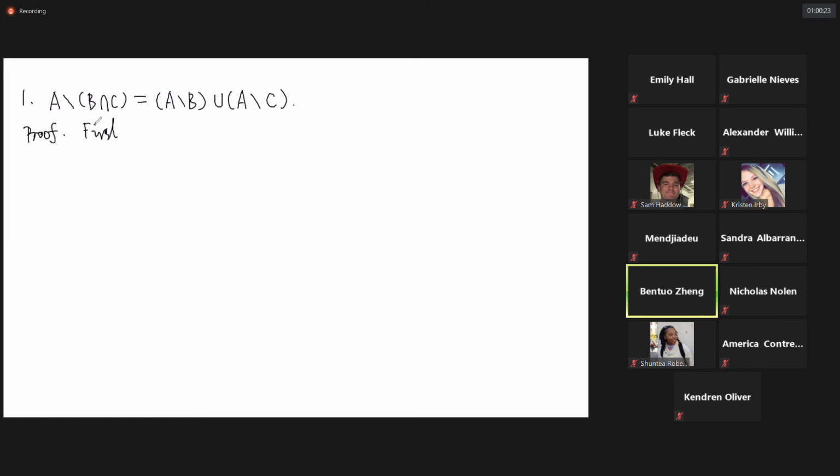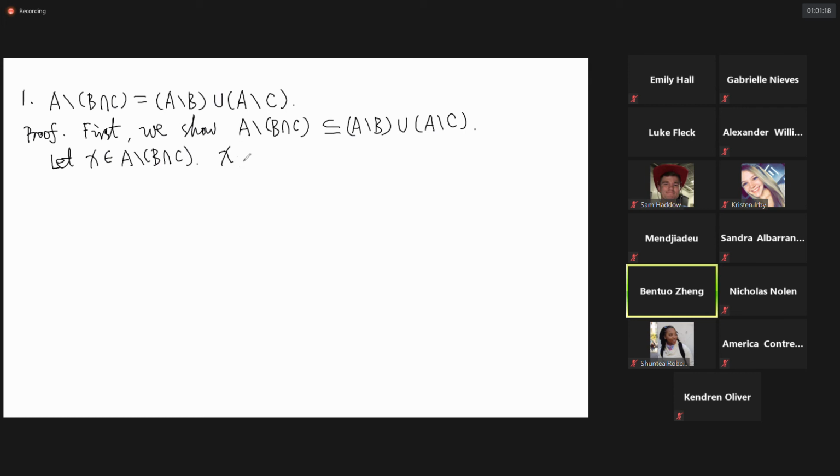So first, we show A minus B intersect C is a subset of A minus B union A minus C. To show one set is a subset of another, you want to take an arbitrary element in one set. So let X be in A minus B intersect C. You want to show this X is in the right-hand side. So we have to explain what is the meaning of X belongs to A minus B intersect C. This means X is in A, but X is not in B intersect C.